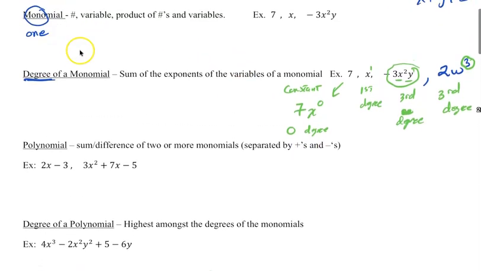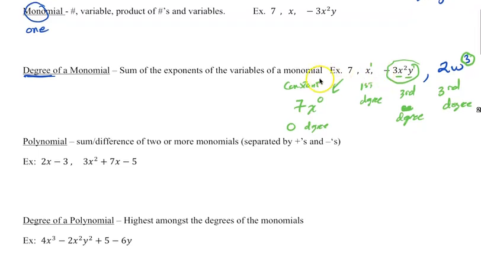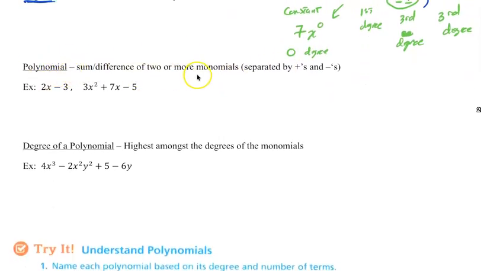Okay, so we know what a monomial is. It's a single term. We know the degree of the monomial, so the power of it. A polynomial is when you combine more than one monomial. So something like this, we're combining 2 monomials, so it's a polynomial. More than one. Same thing over here. This has 3 monomials together, so also known as a polynomial.